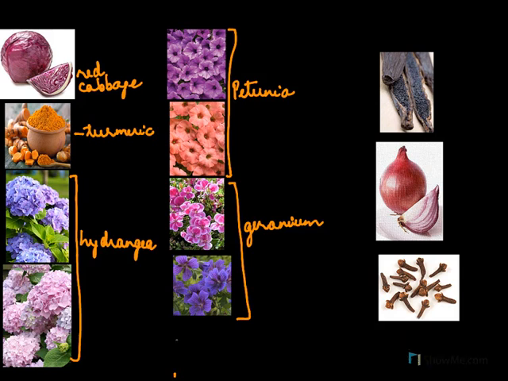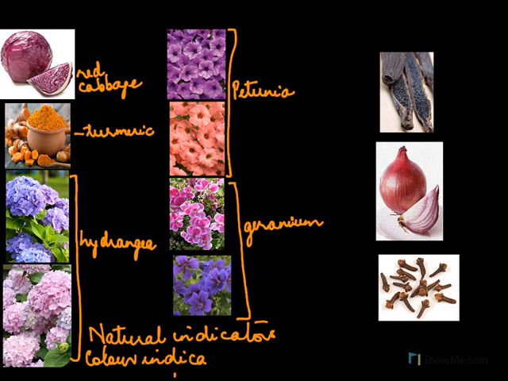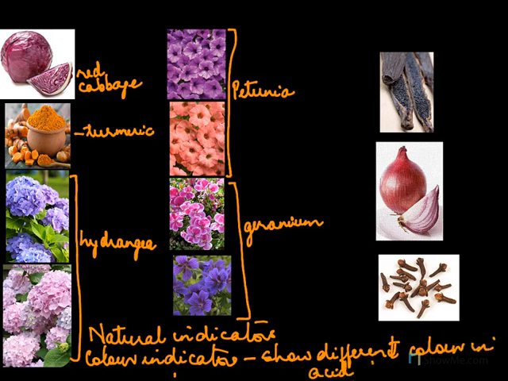So all these examples are natural indicators. What do we mean by color indicators? Why do we call them color indicators? Because they show a different color in an acid and a different color in a base.